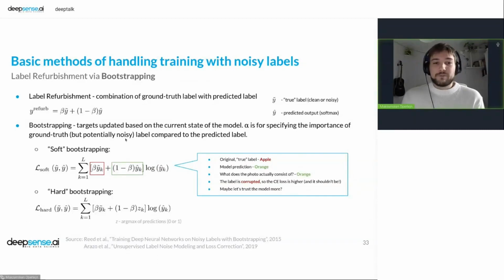The difference between soft bootstrapping and hard bootstrapping is that here we are multiplying this element by the softmax value. And this time, this z_k is just an argmax of predictions. So basically, we're taking the most confident prediction and making it 1, and the others are 0. So we get a one-hot encoded vector.